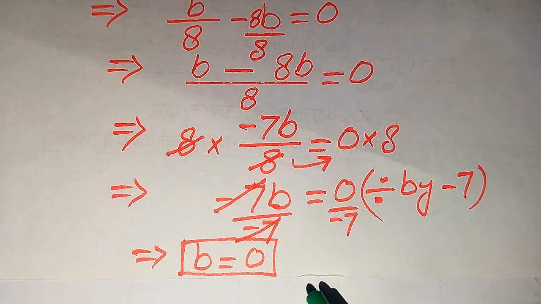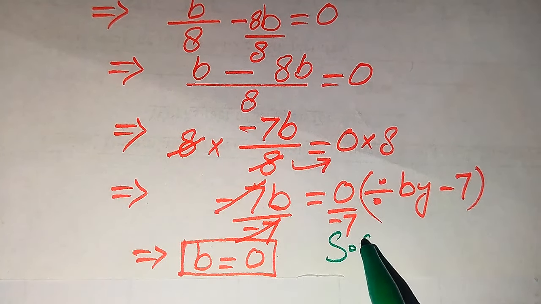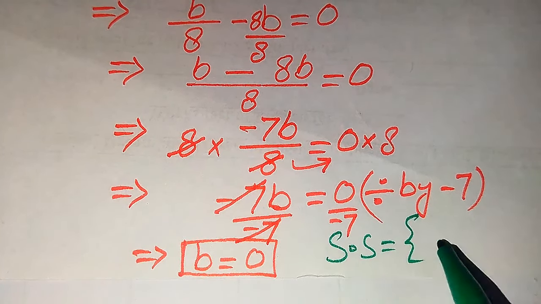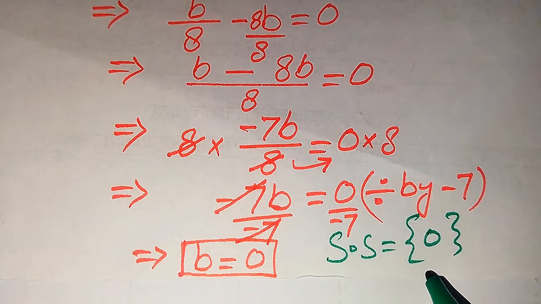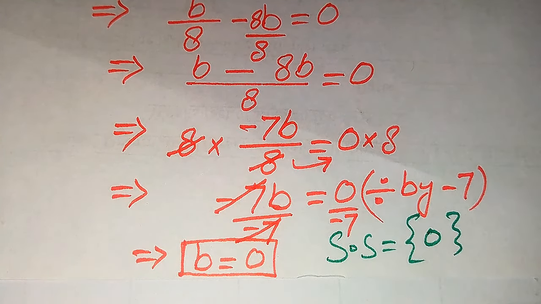We also verified in the first method that b is equal to 0 satisfies our given question. So we finally conclude that b is equal to 0 is the solution set of this problem. And this is our final answer.